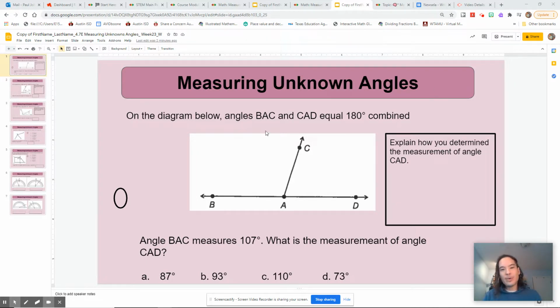So let's take a look at today's assignment, measuring unknown angles. On the diagram below, angles BAC and CAD equal 180 degrees combined. If you're like, that makes no sense, what's BAC and CAD? Let's show you.